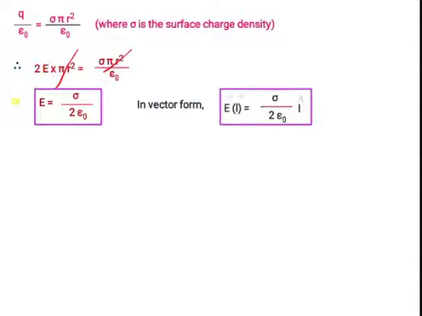In vector form, E, where L means the length of that imaginary cylindrical surface, is equal to sigma divided by 2 epsilon naught into L cap. So it shows the direction, of course it is a unit vector, it shows the direction of what? Electric field.